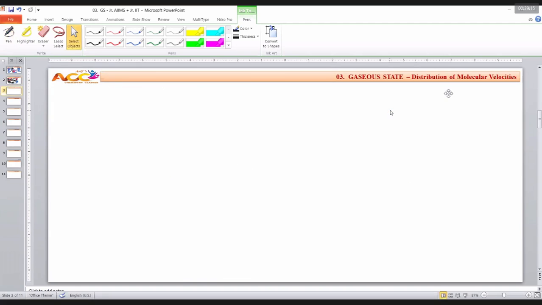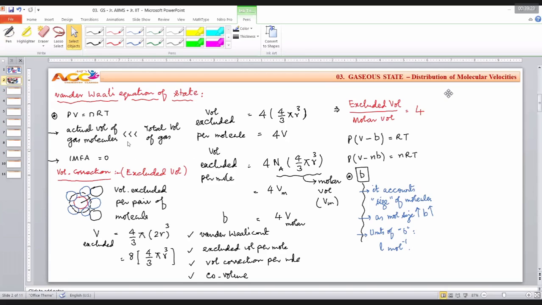Fine. Now, second problem is what? One problem was there, actual volume of gas molecules are supposed to be negligible as compared to total volume of the gas. For that, we have done correction known as volume correction, right? Now, second problem is intermolecular force of attraction is equal to 0. If it is so, how to proceed for that? For that purpose, van der Waals has given one more correction. What is that correction? See here.